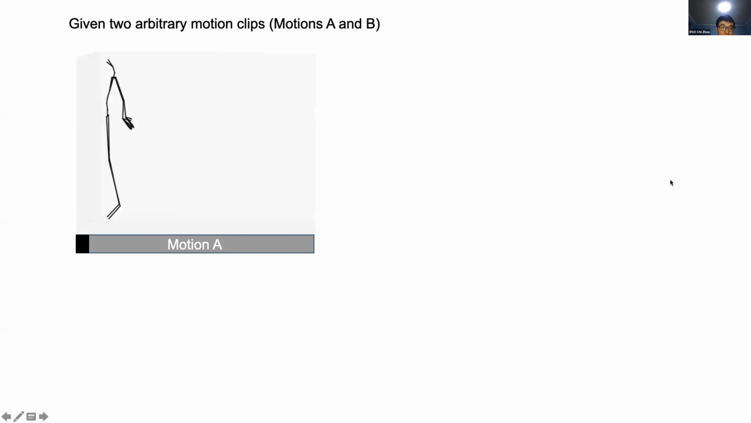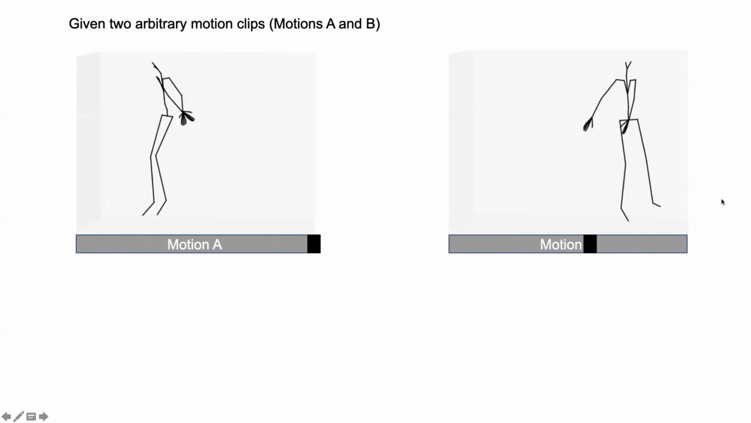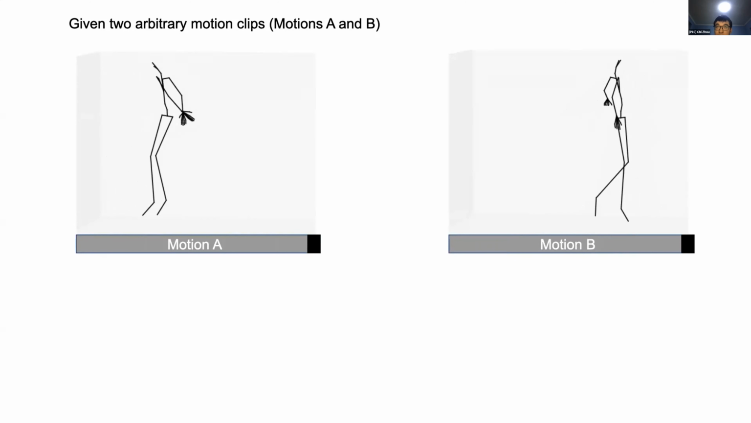So, motion interpolation technology produces transition frames between two discrete movements given two arbitrary motion clips, motion A and motion B. If we concatenate motion A and B directly, it will lead to a discontinuous transition boundary.